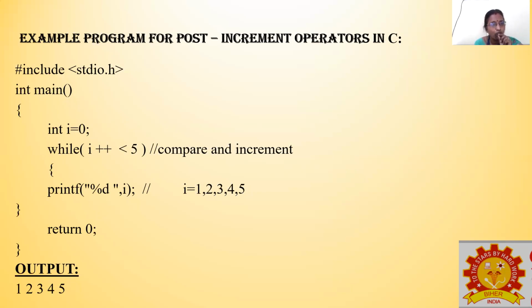When you are entering into the body of the while loop, you are printing the I value. Then go to the while loop. First you do I plus plus. So you compare 2 with 5 because the current value of I is 2. Obviously 2 is less than 5. Then you enter into the while loop, printing the value. Then you increment the I value. I value will now become 3.